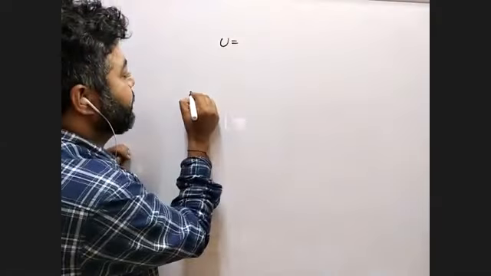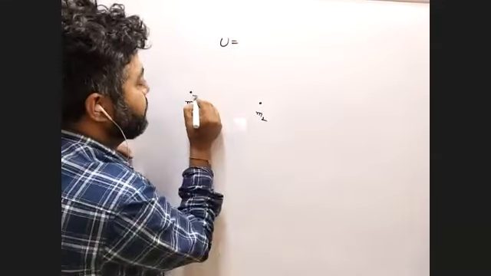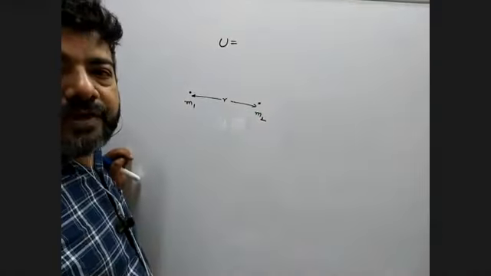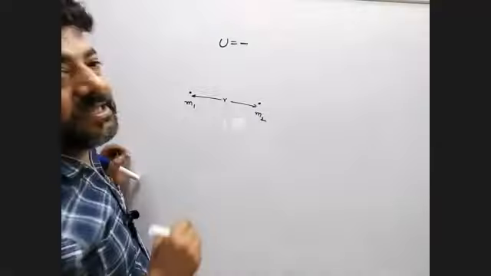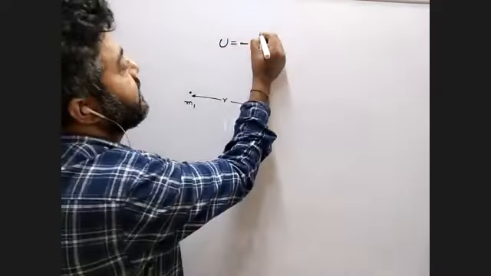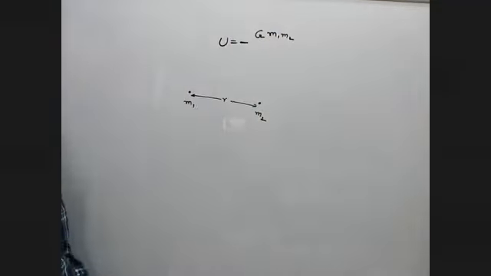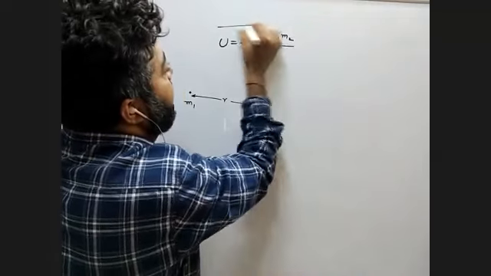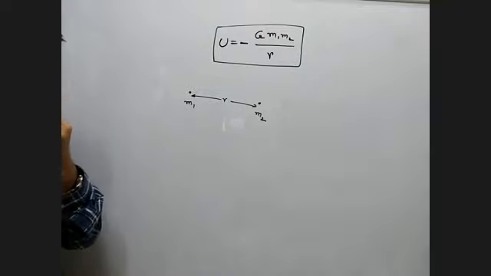Now suppose we have two particles of mass m1 and m2 separated by distance small r. So now we can say my gravitational potential energy, which is represented by the symbol capital U, is minus capital G m1 m2 by r. This one is my gravitational potential energy, which is very important.